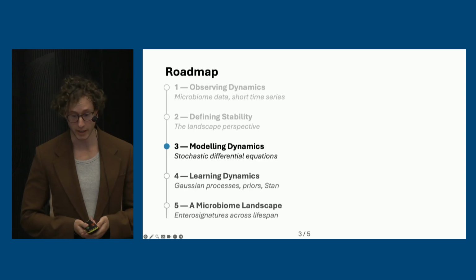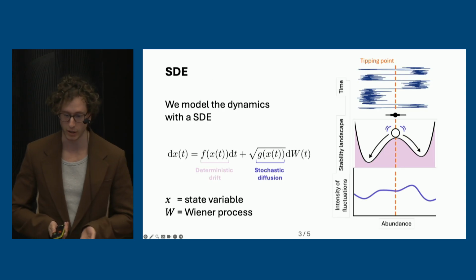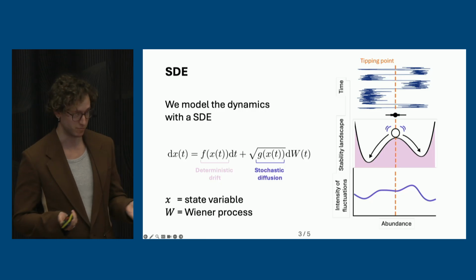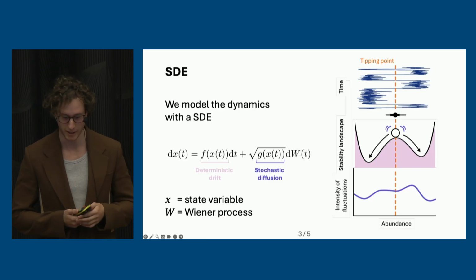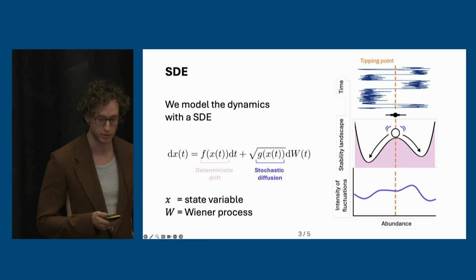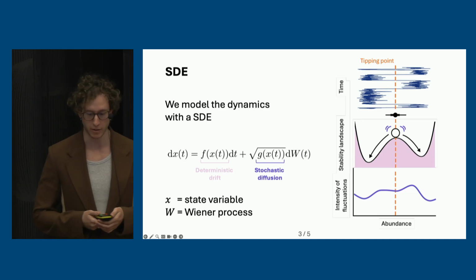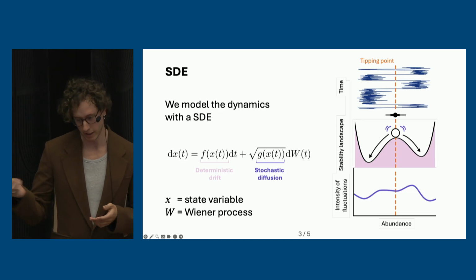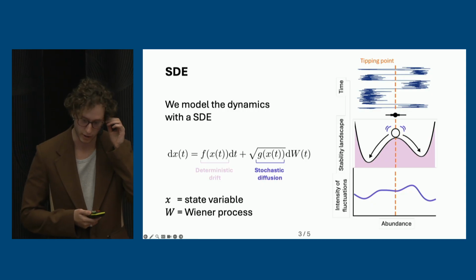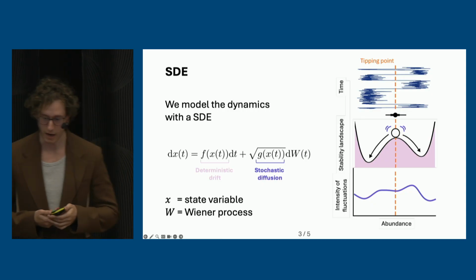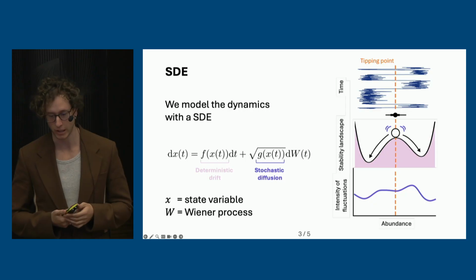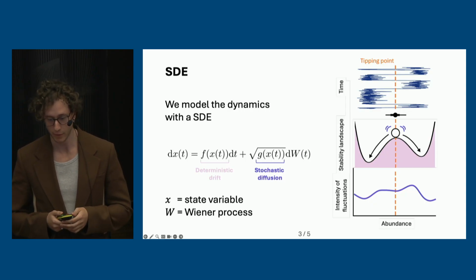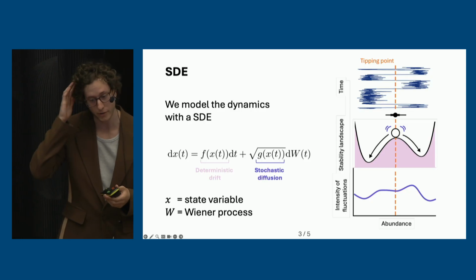Now, how do we model these dynamics? Well, we look at a stochastic differential equation. Maybe many of you are familiar with this: we think of x, our state variable, which for us is abundance, as being subject to a deterministic force called the drift, which is related to the landscape, or rather the landscape is a quantity derived from the drift, and then the stochastic diffusion part, g. So we have the interplay between these two forces, and we need to learn f and g somehow.